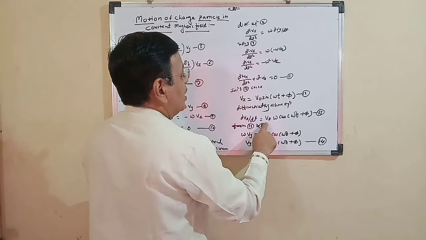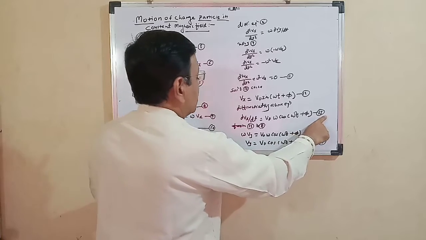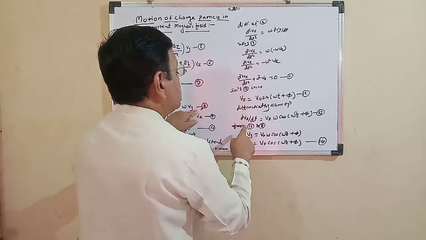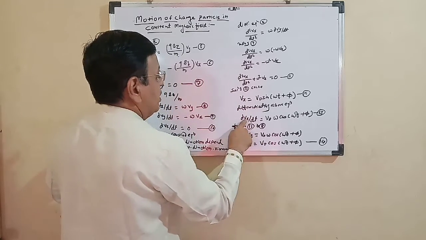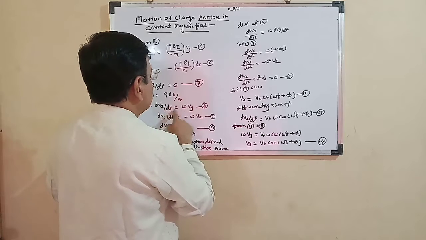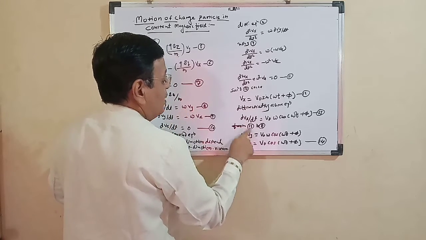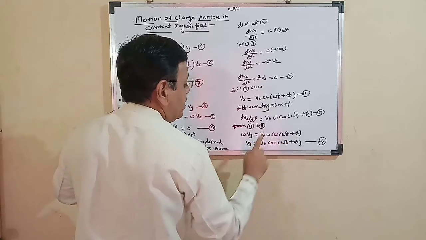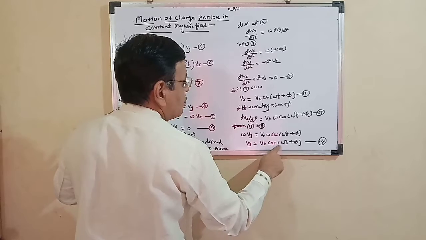v is equal to V0 omega cos(omega t plus phi). Call this equation 13. From equations 13 and 8, dvx by dt from equation 8 is nothing but omega vy. We have to put this value here. So omega vy is equal to v0 omega cos(omega t plus phi). So vy is equal to v0 cos(omega t plus phi), as omega and omega get cancelled.